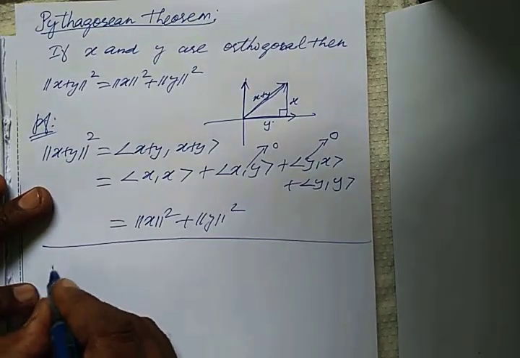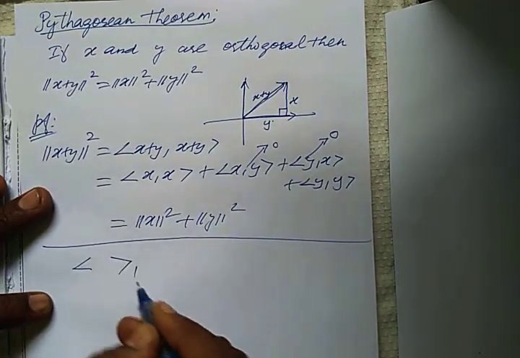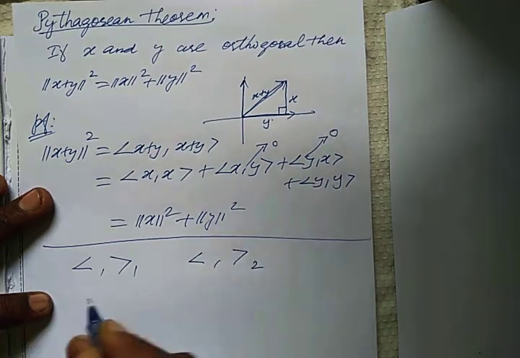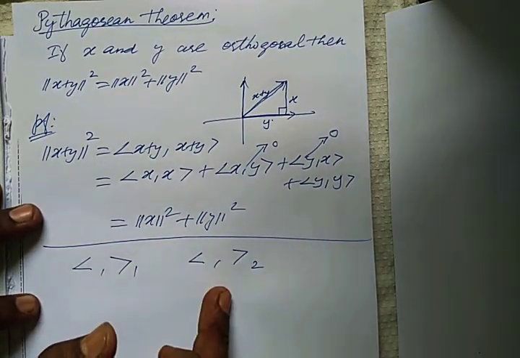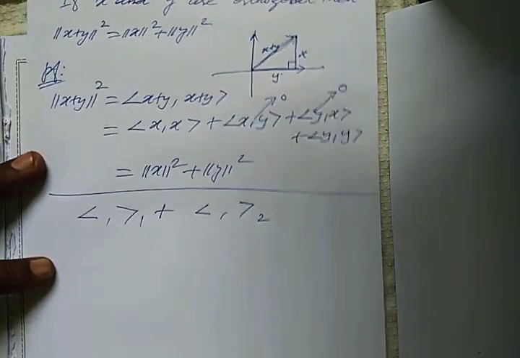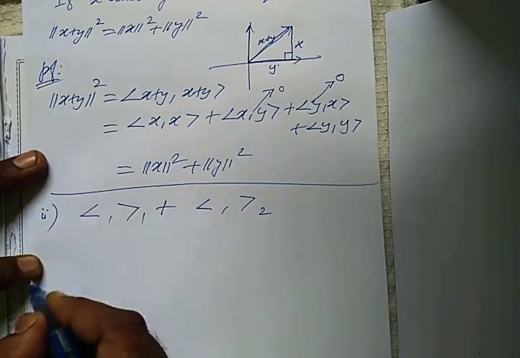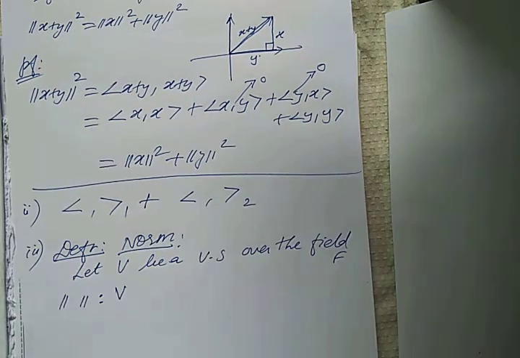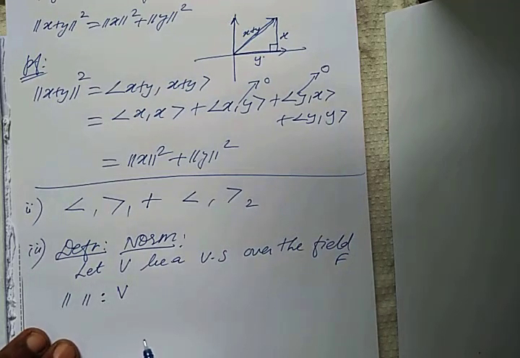Similarly, suppose this is an inner product, and suppose this is another inner product. Then the summation also will be an inner product. Try to prove it yourself. Now let us see one more thing.